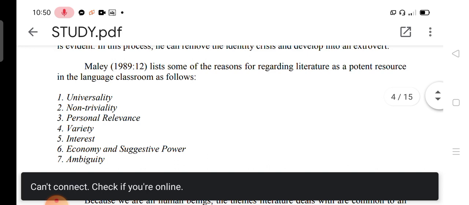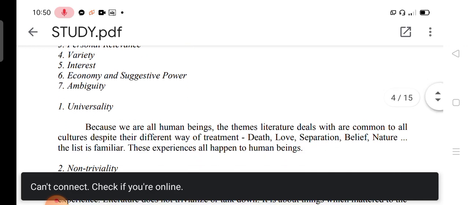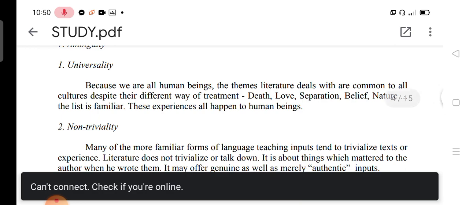Now we have here Malley in 1989. He lists some of the reasons for regarding literature as a potent resource in the language classroom as follows. So we have the universality, the non-triviality, the personal relevance, variety, interest, economy, and suggestive power and ambiguity. Let's tackle first the universality.